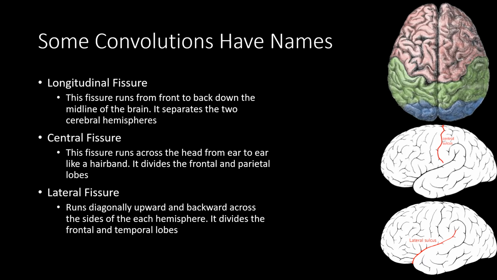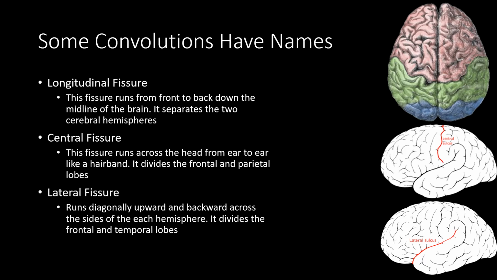The central fissure can be seen dividing the pink from the green region, or in the second picture is outlined in red. This is often considered the mark that divides the frontal from the parietal lobes, which I will show you another picture of in just a minute. Now, please note that they're not actually hard divisions in the brain.